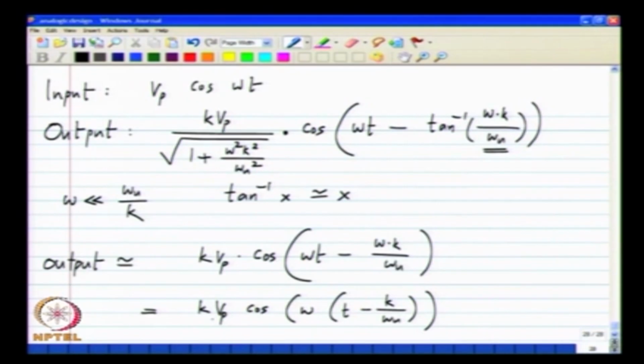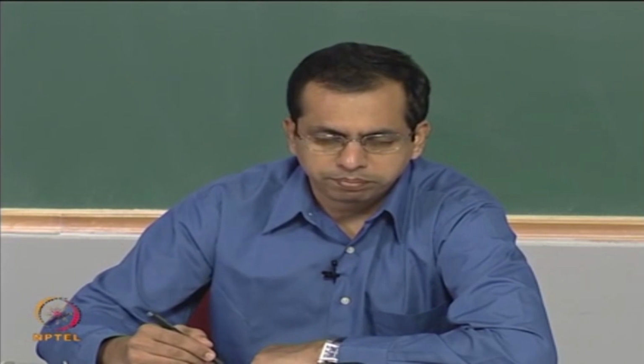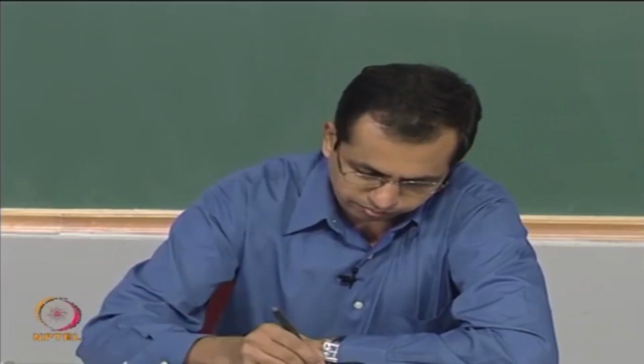Basically you get an output sinusoid whose amplitude is kVp and you get a delay of k by ωu. Here you see that instead of t, the input has ωt, and the output has ω times t minus k by ωu. So, this is simply like delaying the sinusoid by a time equal to k by ωu. You also recall that this is the time constant of the system, k by ωu.